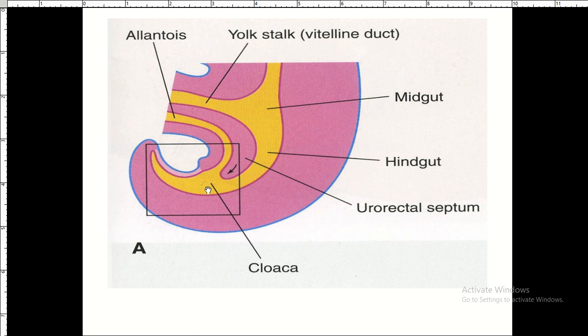So we are going to have what you call a urorectal septum. It's just a mesodermal septum that starts to grow towards the cloacal membrane. As it grows, it separates the cloaca into ventral and dorsal parts. Let's take a look here.